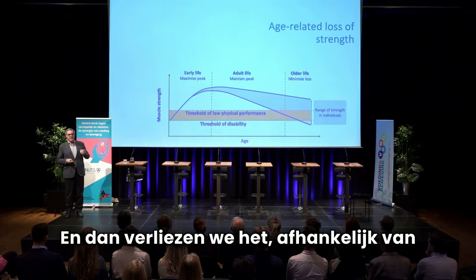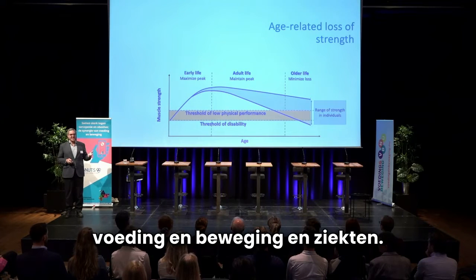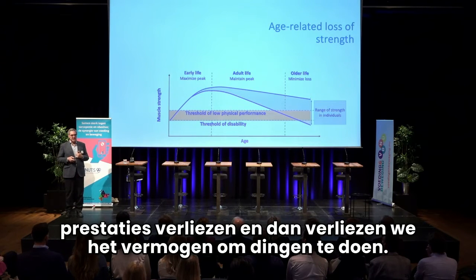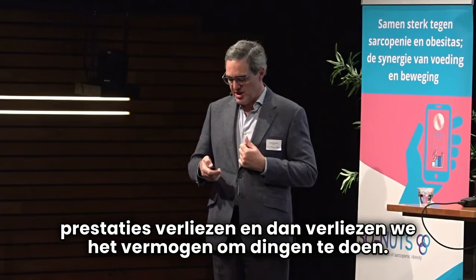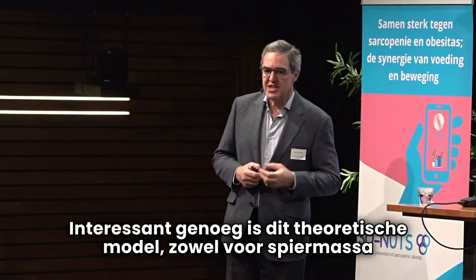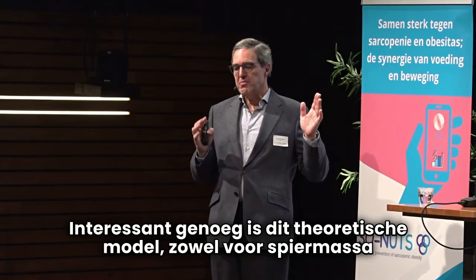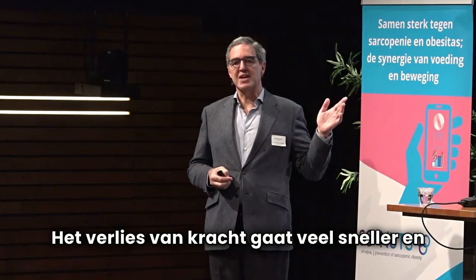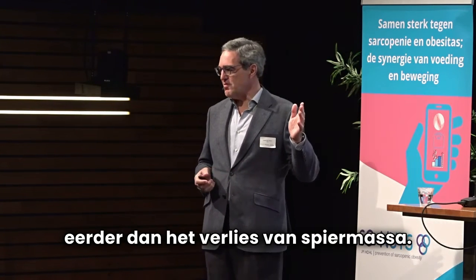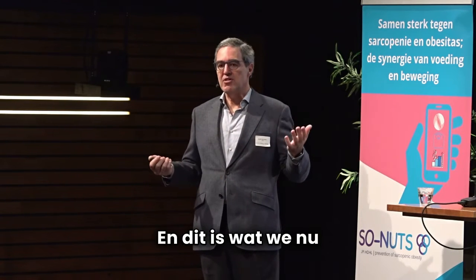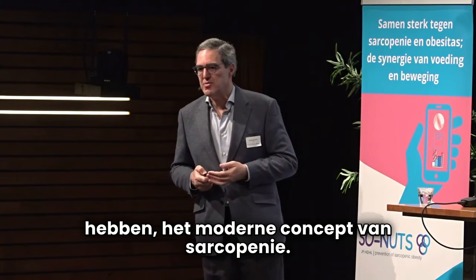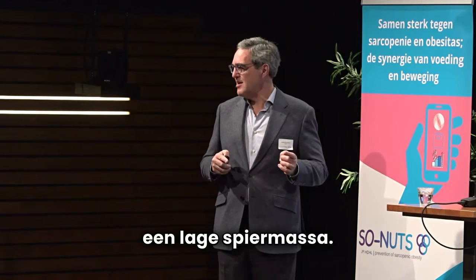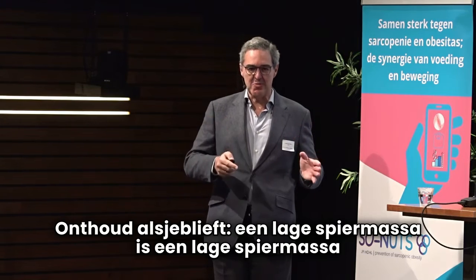And then we lose it depending on nutrition, exercise, and diseases. And we may reach a point where we lose physical performance, and then we lose ability to do things. That's disability. Interestingly, this theoretical model, both for muscle mass and muscle strength, has been confirmed. The loss of strength is much faster and earlier than the loss of muscle mass. And this is what we now have in the modern concept of sarcopenia. We still read sarcopenia as equivalent to low muscle mass. Please forget, low muscle mass is low muscle mass.